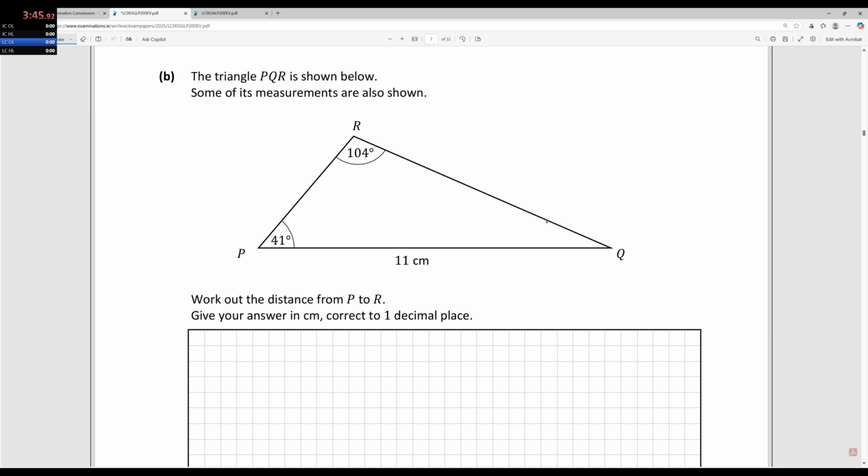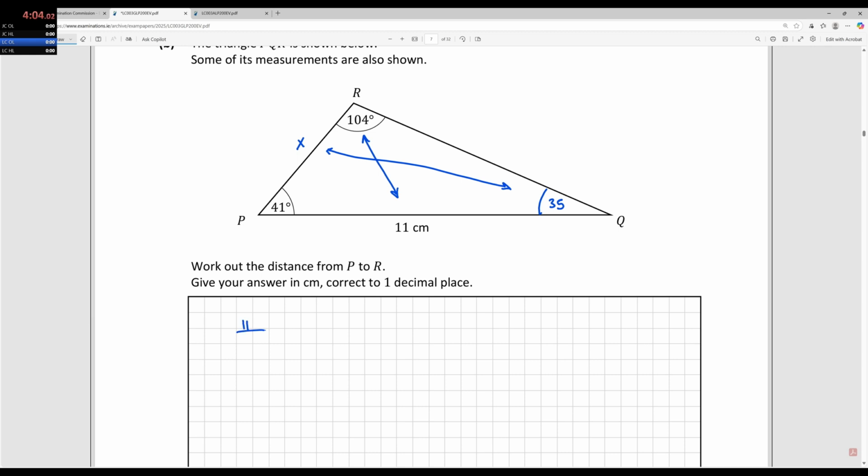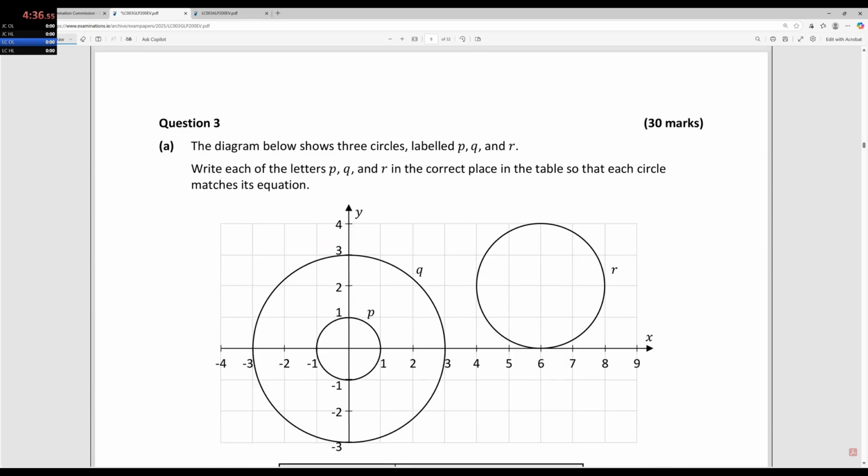Some of his measurements are shown below, 145, so that means that's 35. I don't know if we need it, but I'm going to do it. Work out the distance from P to R. Yeah, we would need that, because now we can use the sine rule because we have this pair that matches, and we know that these two would match, and we want this one, so I'm going to call that x. And then we can say that 11 over sine of 104 is equal to x over sine 35. And then you multiply that up and you would get, how do I want to write this? I would say 11 over sine 104, boom, boom, boom. I could have done that better actually now that I'm seeing it. Correct to one decimal place, x is 6.5.